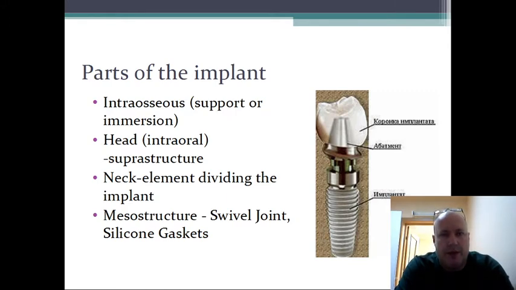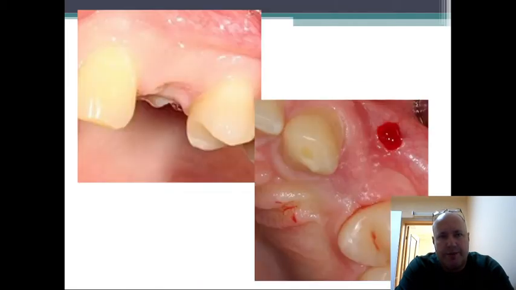First of all is its intraosseous support, or immersion. Second one, head, intraoral superstructure, then neck element dividing the implant, and mesostructures to which we will join silicone gaskets.